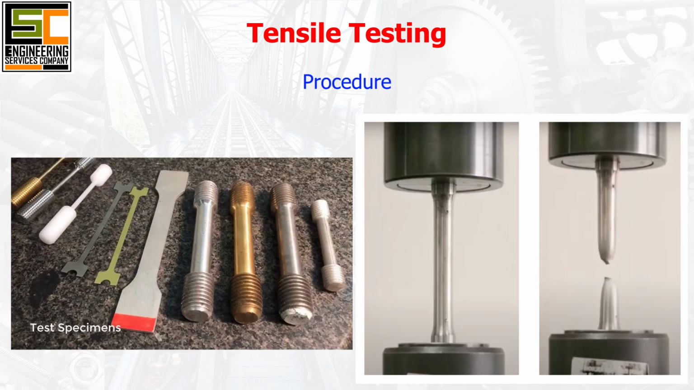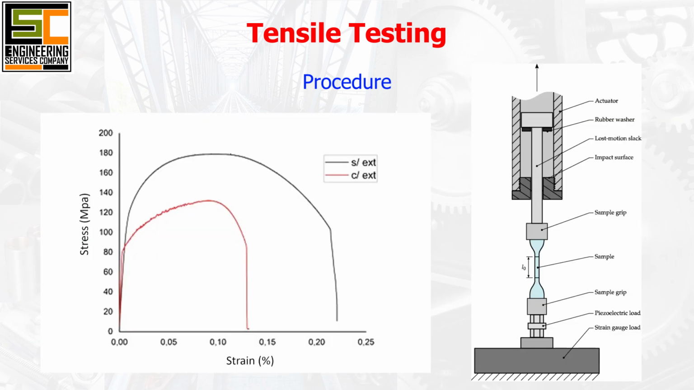Procedure. A standardized test specimen, typically in the form of a dog-bone-shaped specimen with specific dimensions, is prepared from the material to be tested. The specimen is gripped at both ends using a testing machine equipped with grips capable of applying a controlled tensile force. The testing machine applies a steadily increasing tensile force to the specimen, causing it to elongate until it fractures. During the test, the applied force and the resulting elongation, strain, of the specimen are continuously measured. The test is typically conducted at a constant rate of loading until failure, although different testing standards may specify variations in loading rates and testing conditions.